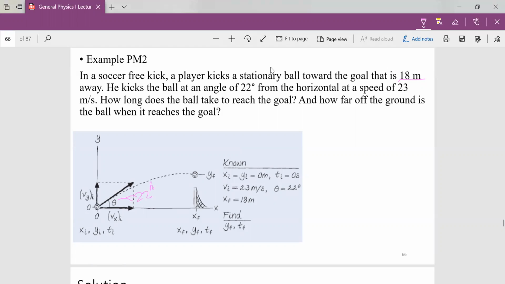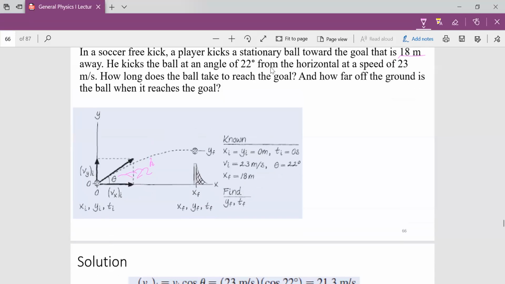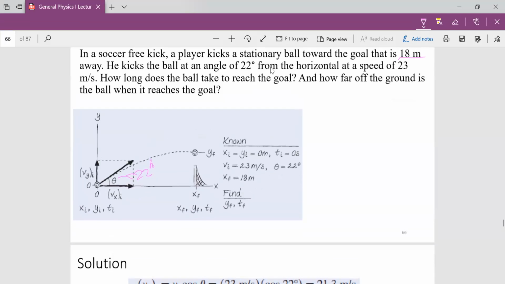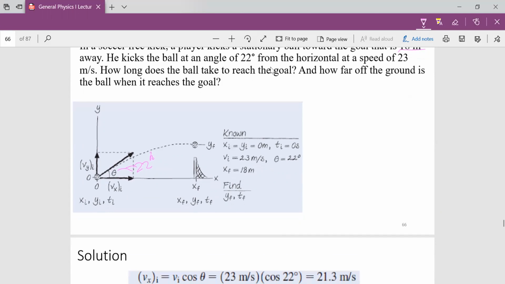Okay. How long does the ball take to reach the goal? And how far off the ground is the ball when it reaches the goal? Okay, so we'll have the picture of what we just described in words. Now, we're asked two questions there. How long does the ball take to reach the goal? This is the goalpost. So we're not saying the ball entered into the goal, how long will it take to reach this? And how far off the ground is it going to go?